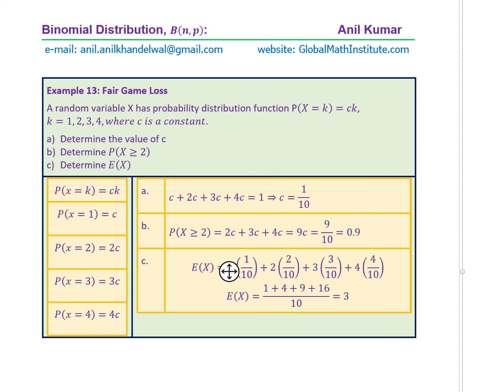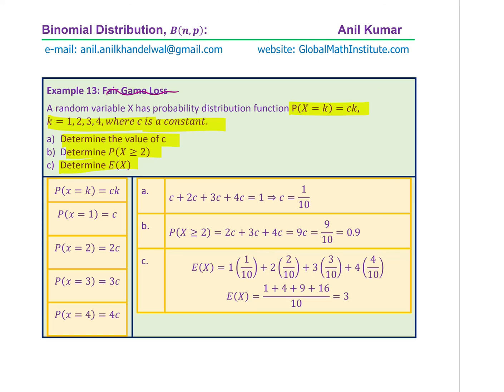Now here is question number 13, which is: random variable x has probability distribution P(x = k) equals ck. Very interesting question. It is a thinking question from a test paper. Probability x equals k is ck, where k is equal to 0, 1, 2, 3, 4, and c is any constant. Now the question is to determine the value of c, determine the probability when x is greater than or equal to 2, and determine the expected value in this particular case.